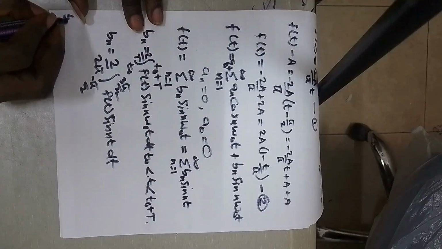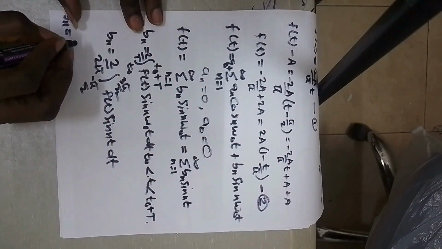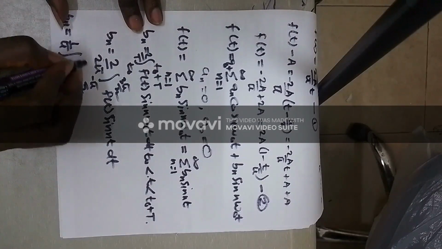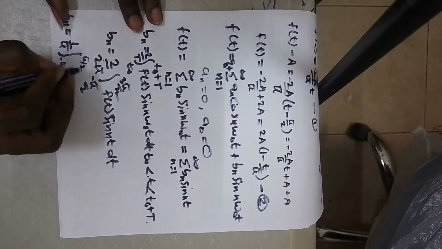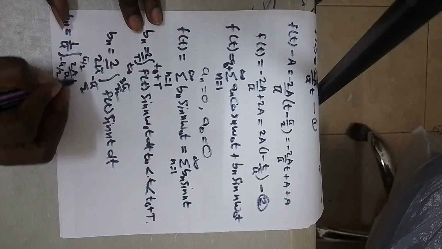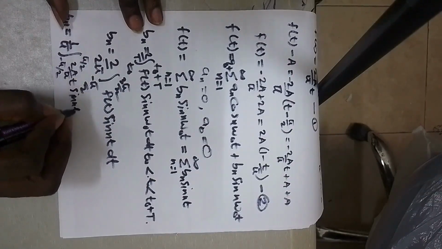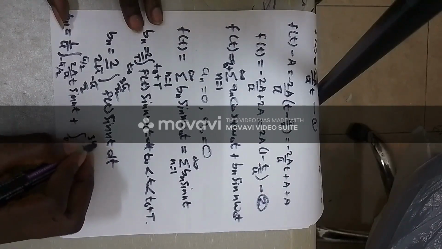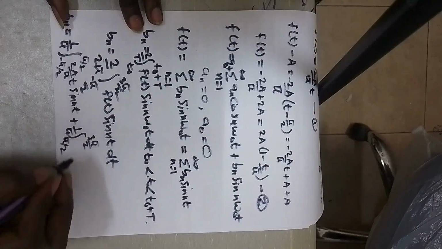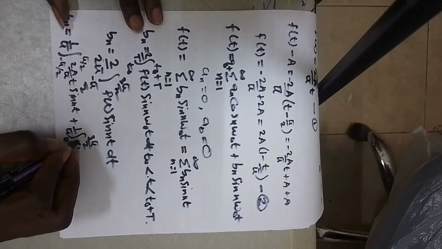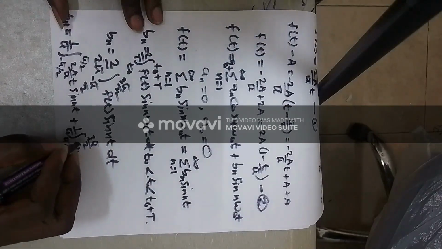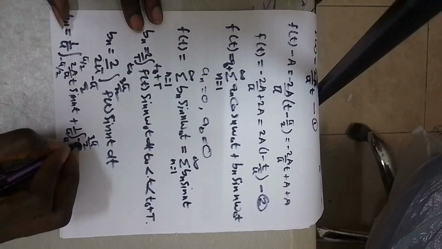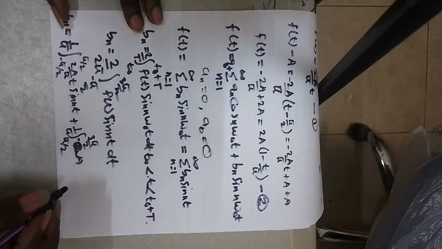If I am doing that, then I'm going to have Bn is equal to 1 over pi, into the integral from minus pi on 2 to pi on 2 of the first f of t, which is 2a over pi into t, sine nt, plus the second aspect, which is from pi on 2 to 3 pi on 2, 1 over pi into 2a, into minus 2a.